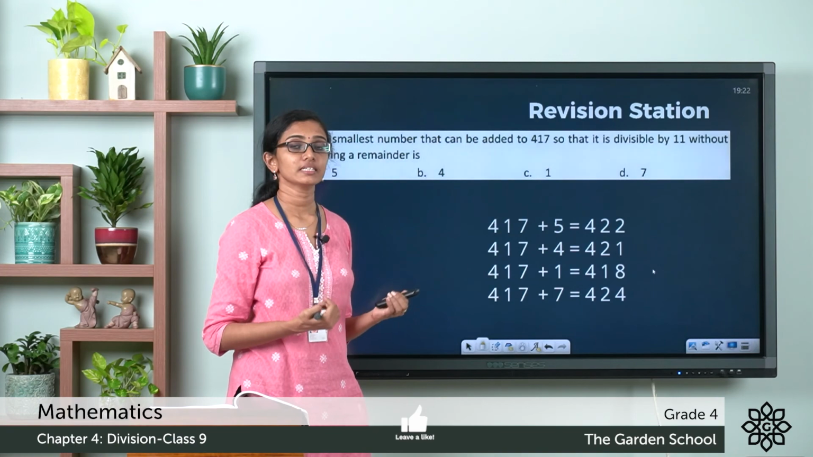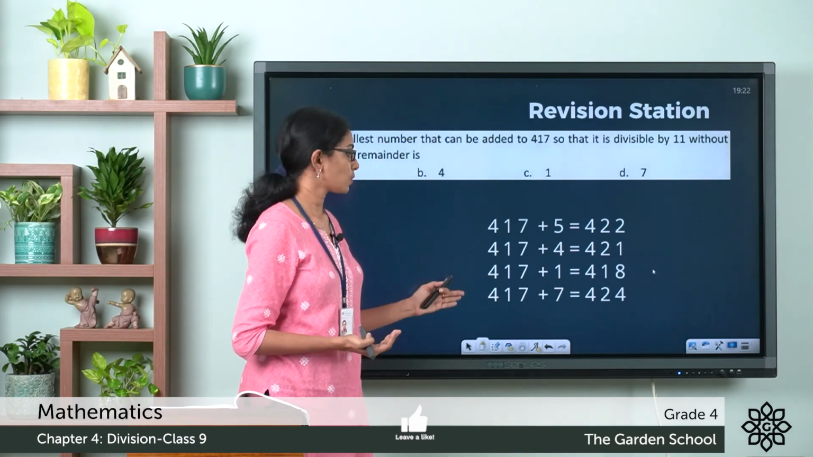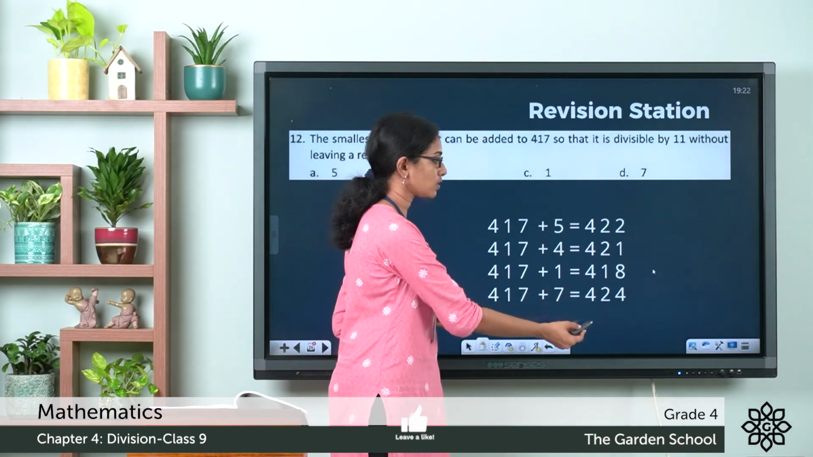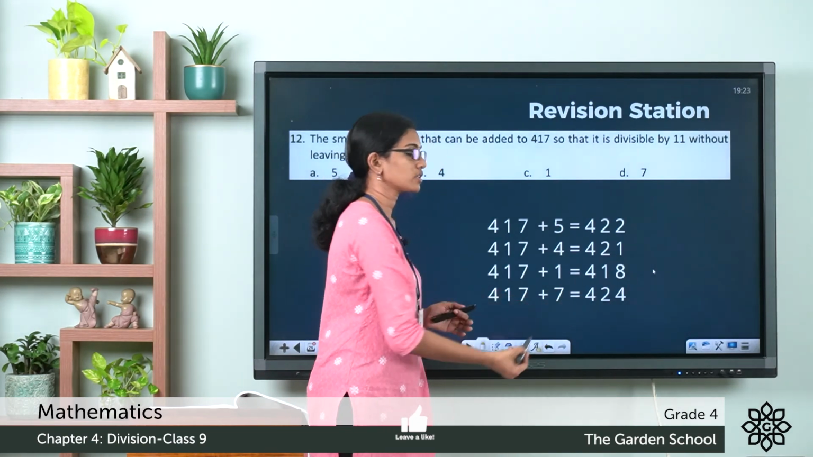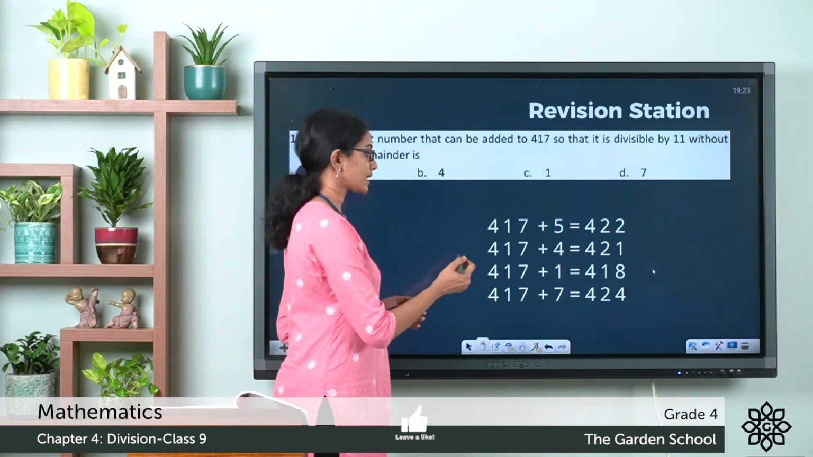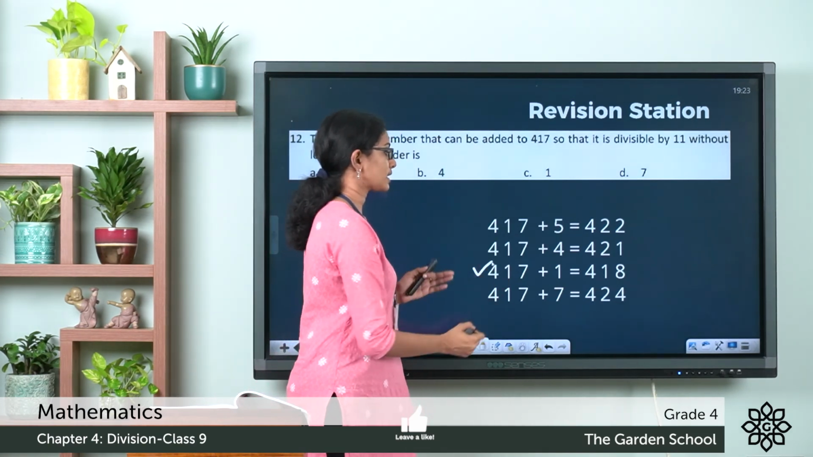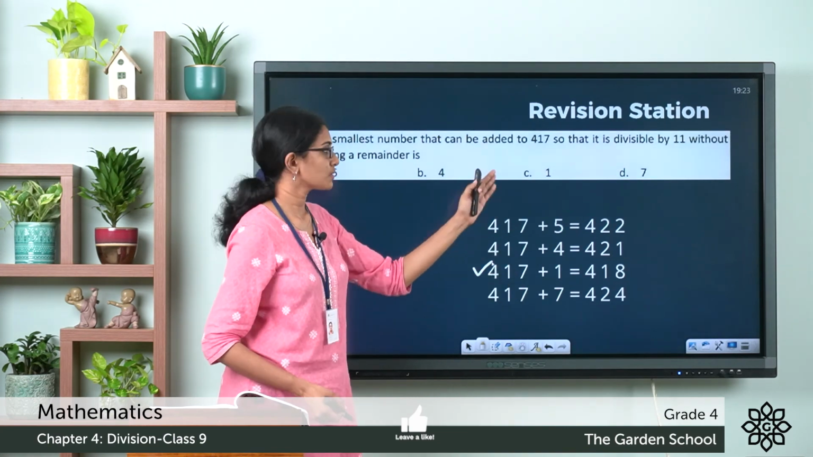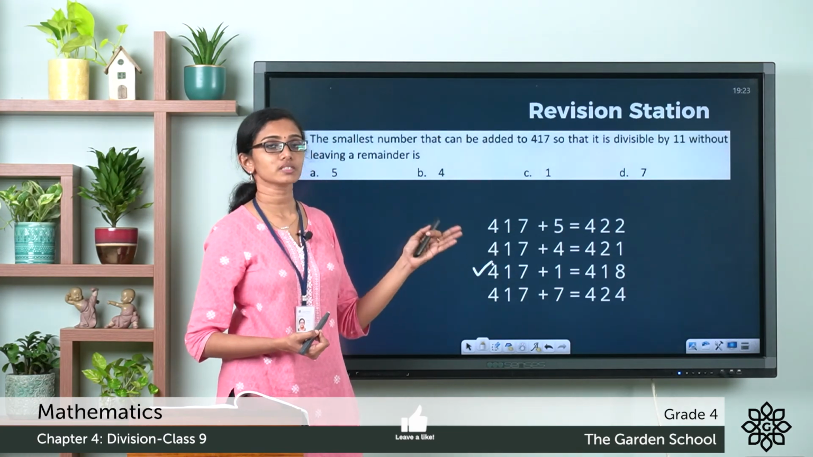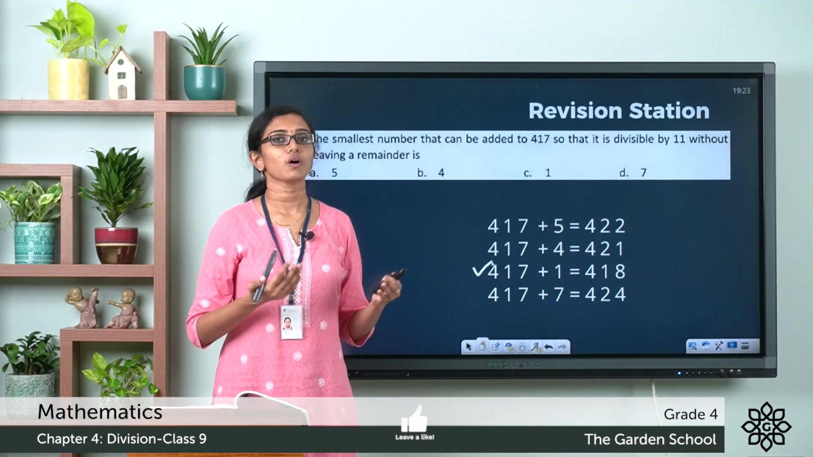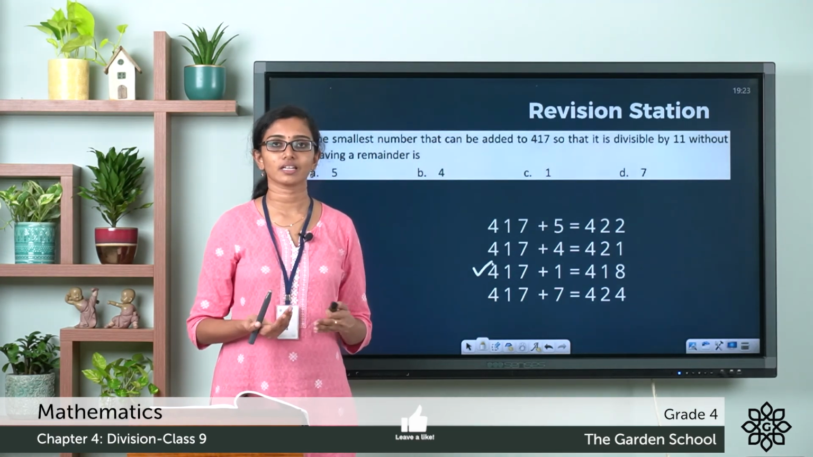Let us check the next option also. 417 plus 7 will give us 424. 4 plus 4 is 8, minus 2 is 6. So, that is also not applicable. So, the only case applicable is 417 plus 1, giving us 418. So, which is the right choice here? It is choice C, 1. So, children, I hope all the questions we discussed today are clear to you.